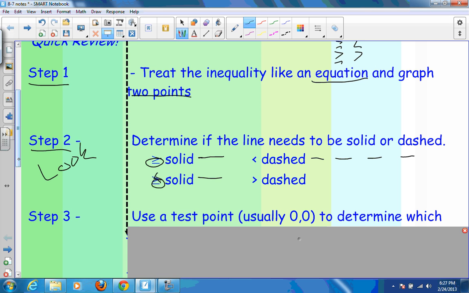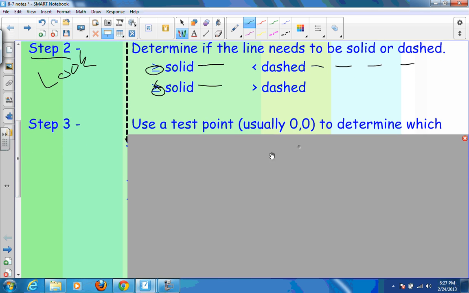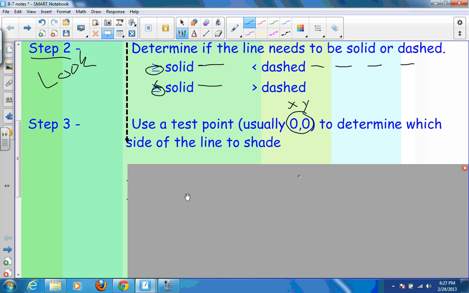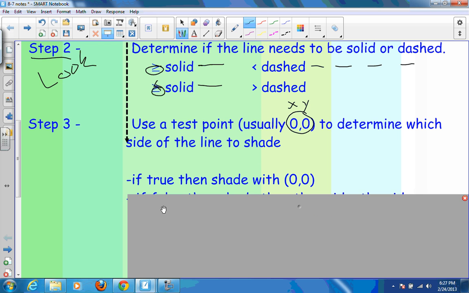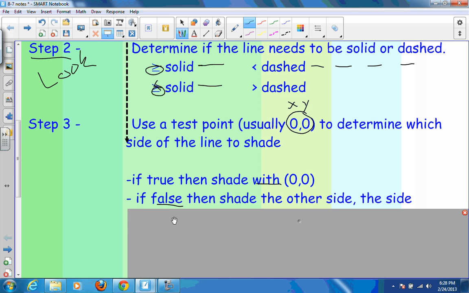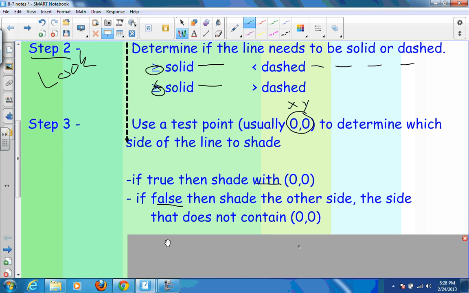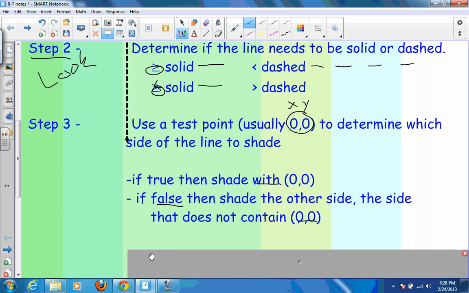Okay, step 3 says that we are going to use a test point, usually 0, 0. Realize that these are x and y values to determine which side of the line to shade. Okay, if it's true, then we're going to shade with 0, 0, the side of the line that has that point, the origin point. If we get a false statement, then we're going to shade the other side, the side of the line that does not have the origin on it. Okay. Again, if you need to stop this to write down these steps, please feel free to do so. We're going to put these into action.